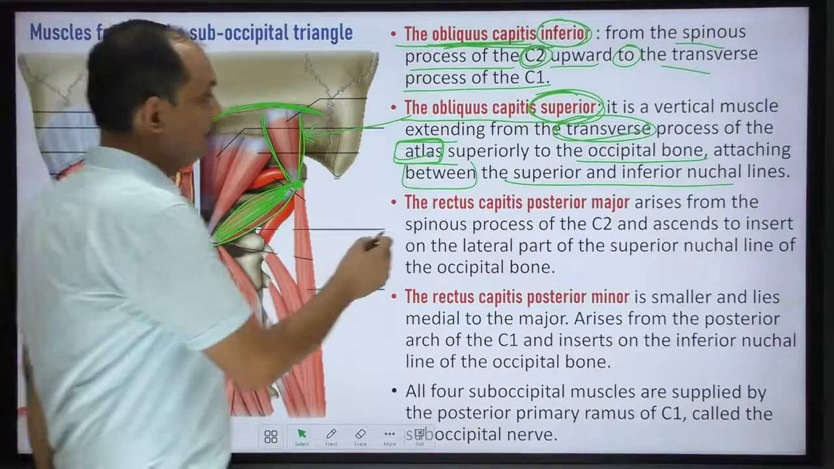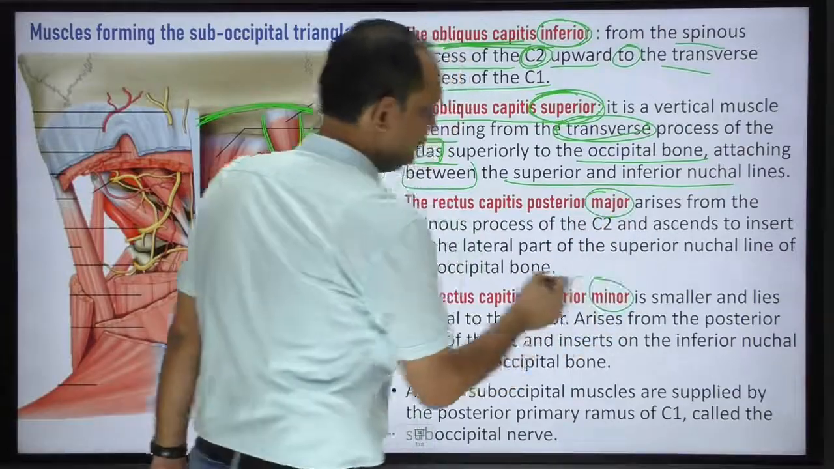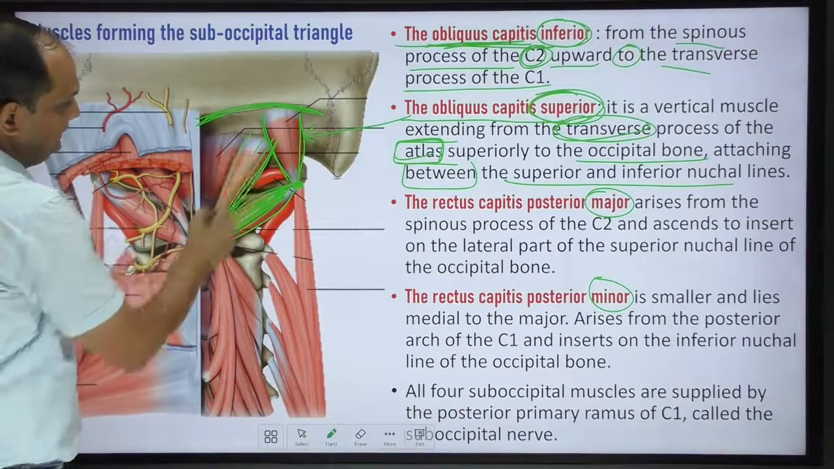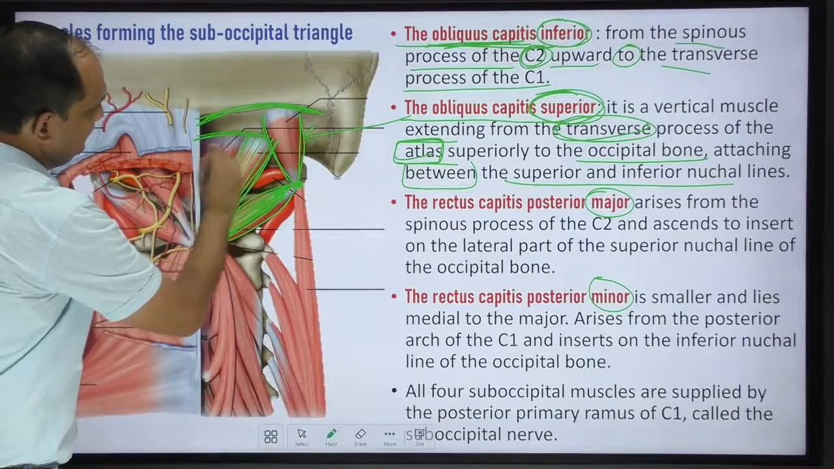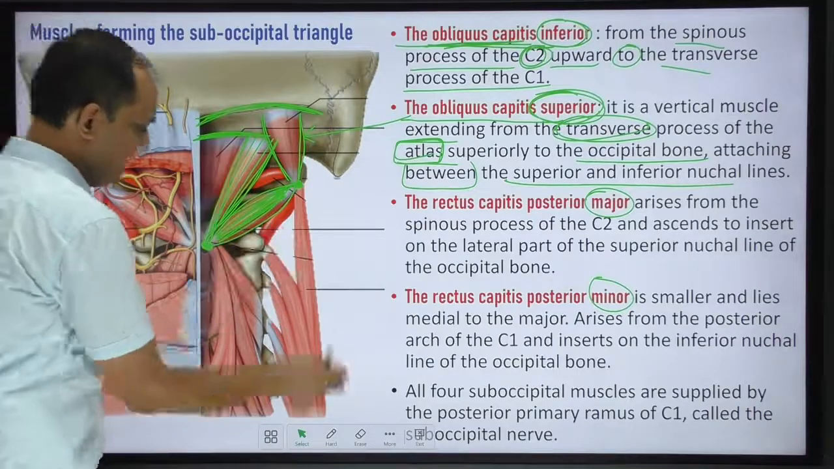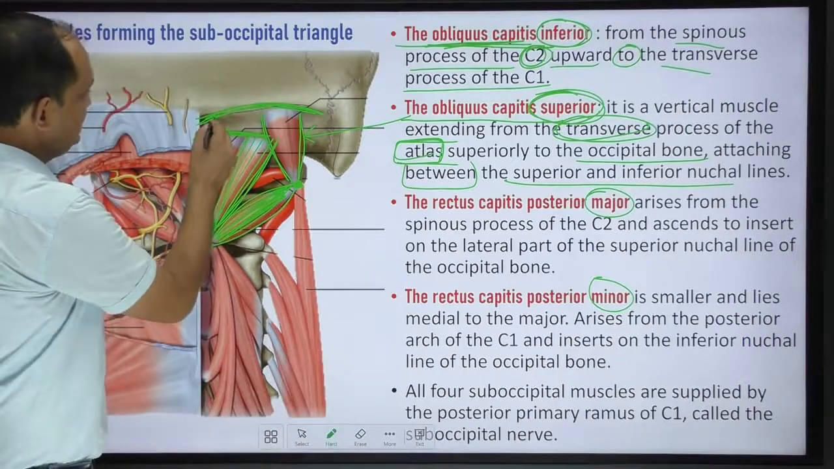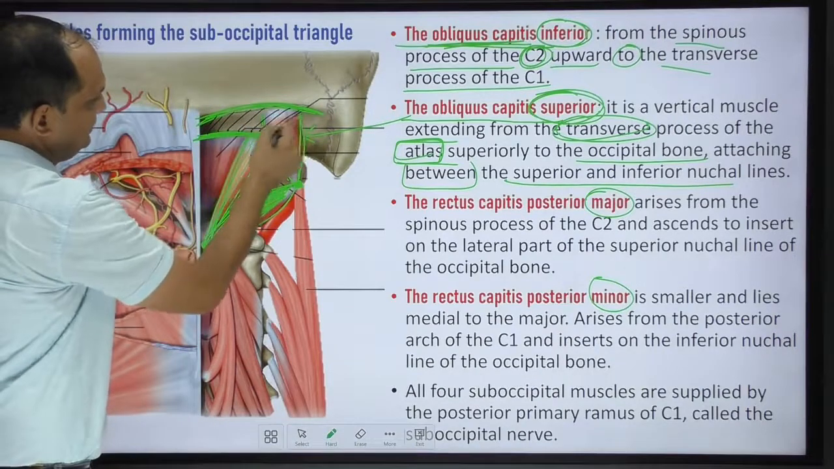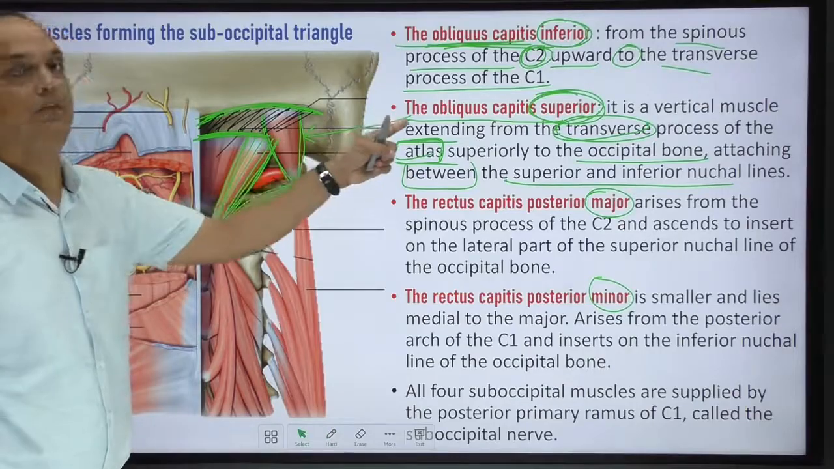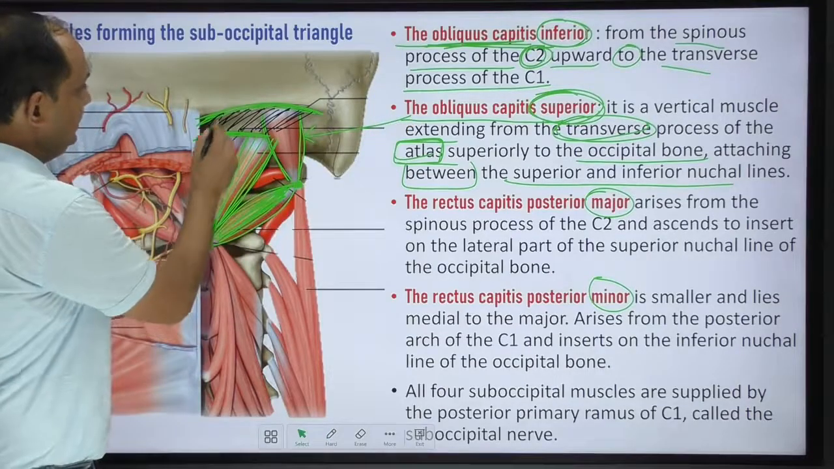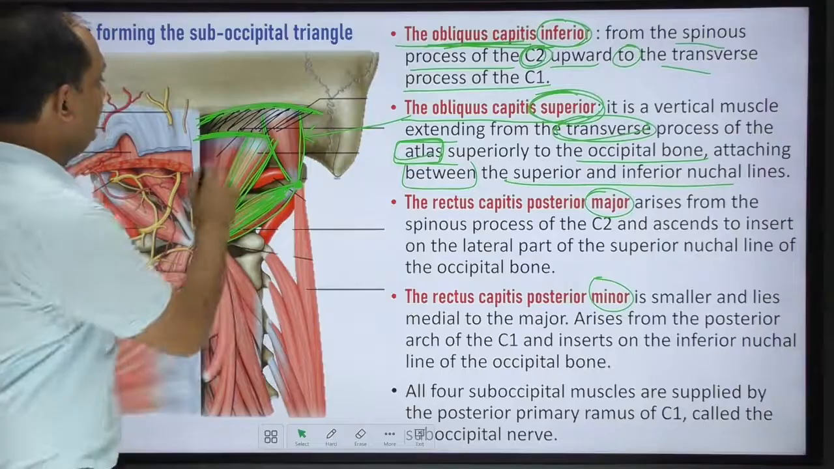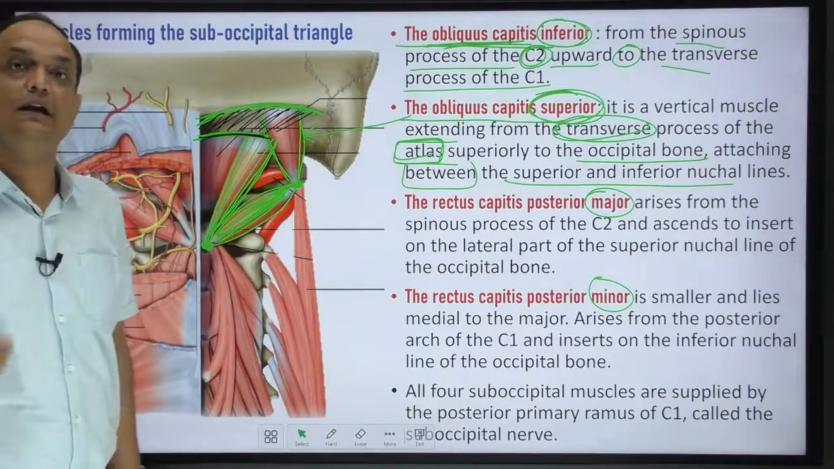Clear? Then you have the two muscles, major and minor. Now where is the major? This muscle is the major muscle. This major muscle is having this line, and this line is the inferior nuchal line. Please try to understand this concept. This space which you are able to see here is the space between the superior and inferior nuchal line, and obliquus capitis superior is between the inferior and superior nuchal line. But your rectus capitis posterior major and minor are deep to this inferior nuchal line, behind the foramen magnum.